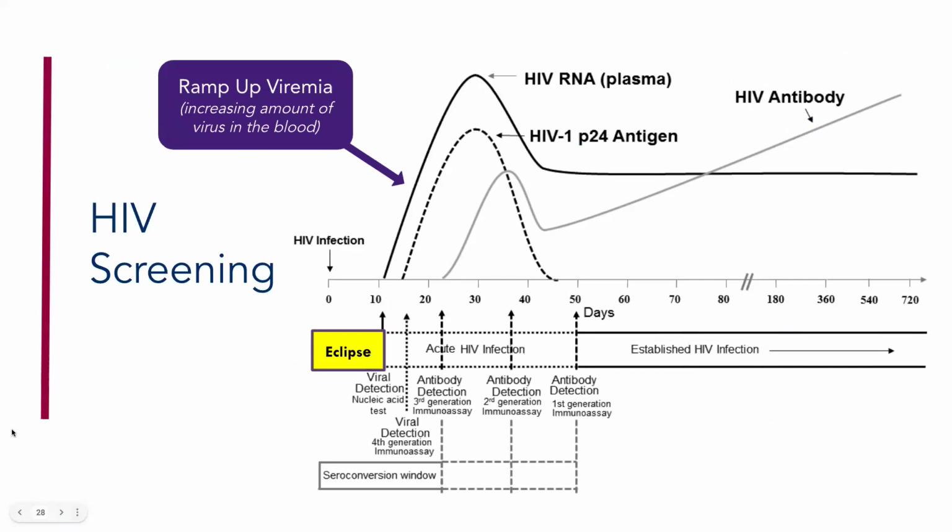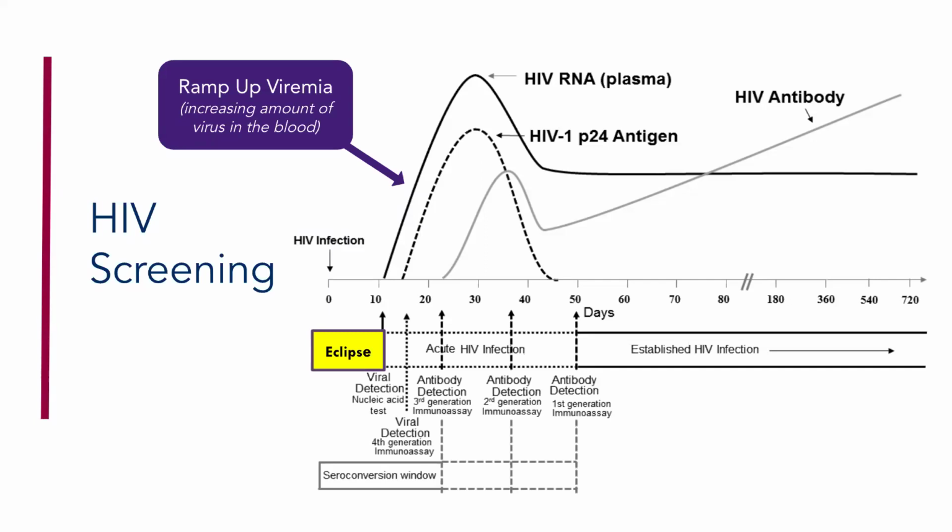Okay, so now going to HIV screening. What's most important about HIV screening is that you understand this particular slide, which shows you the course over time in which tests become positive for HIV. So if you look down at the bottom, on the line that starts with 0.